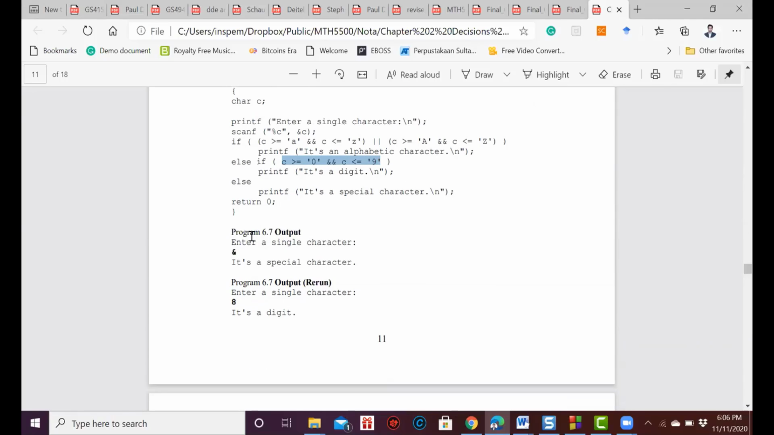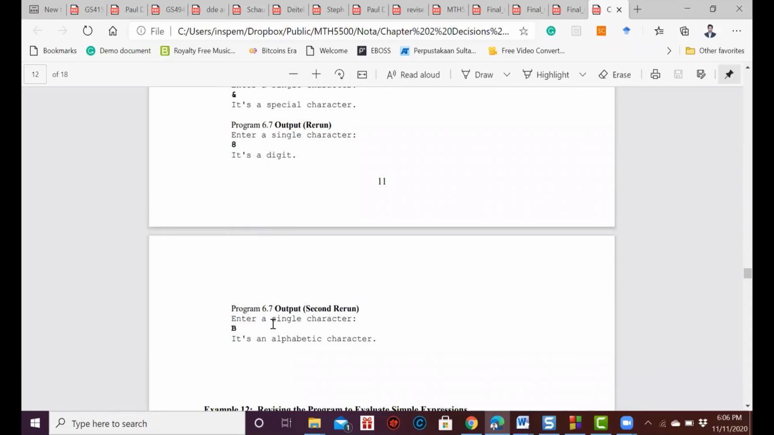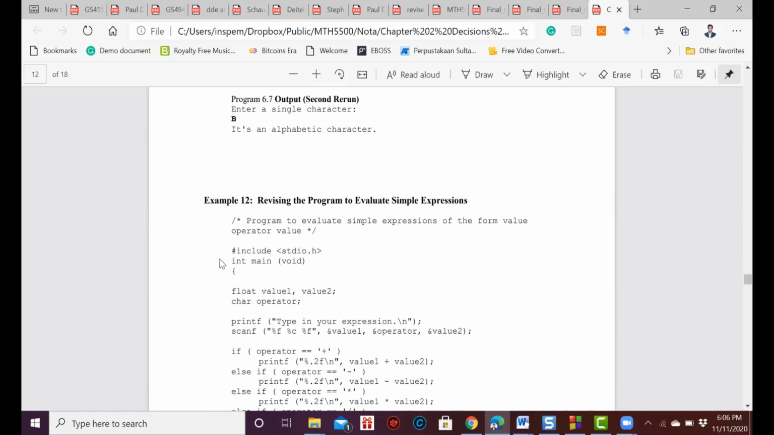Now this one is an example. Enter a single character: ampersand is a special character. Enter a single character: we enter 8, then it's a digit, and so on. If you enter the single character B, then this is an alphabetic character.